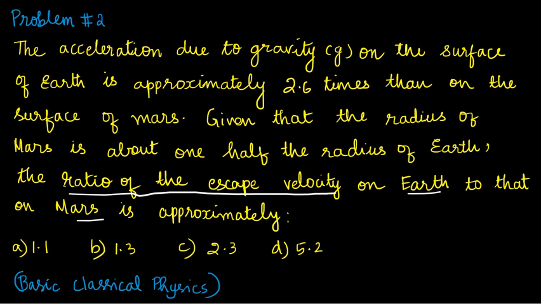Before that we have to know what escape velocity is, that is, the formula for escape velocity. So I write the escape velocity v as root over 2gR. Here g is the acceleration due to gravity and R is the radius.